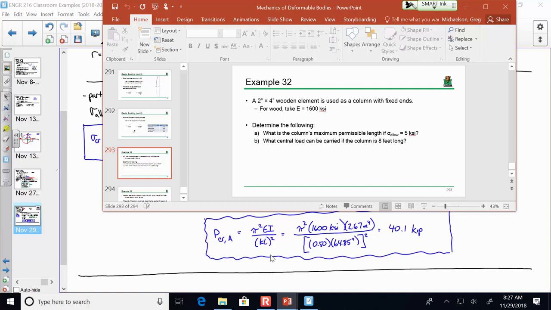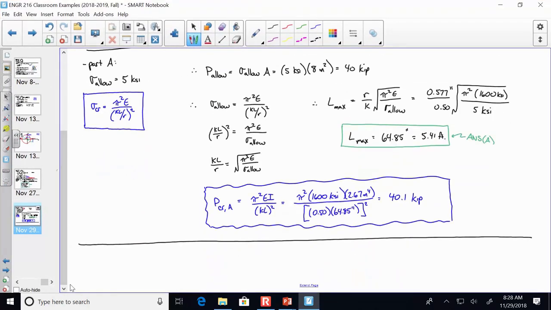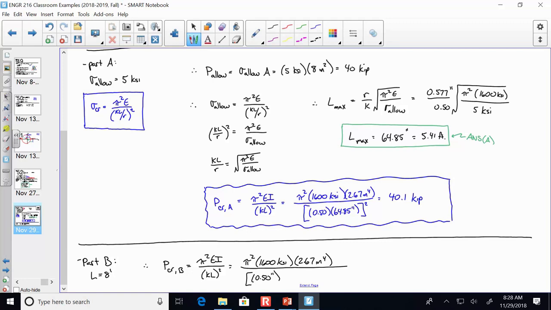What central load can be carried if the column is 8 foot long? So let's see what happens. What happens if the column is 8 foot long? Okay. So I propose that for part B, we have an L of 8 feet. So therefore, we can compute this pretty easily. Pretty straightforward. It's actually a very similar calculation. Now, what do I put here? 8 feet? 96. There we go. 96 inches. I put an inch sign there. That's not correct.